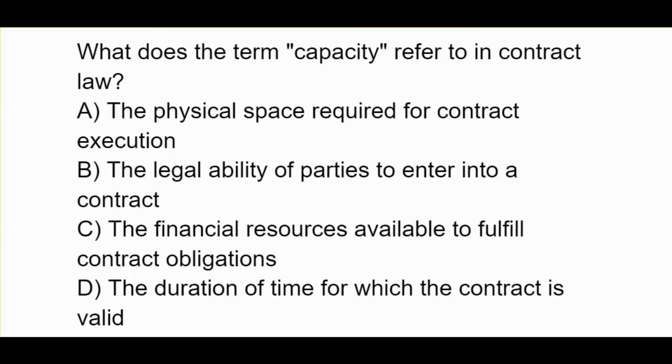What does the term capacity refer to in contract law? A. The physical space required for contract execution. B. The legal ability of parties to enter a contract. C. The financial resources available to fulfill contract obligations. D. The duration of time for which the contract is valid.